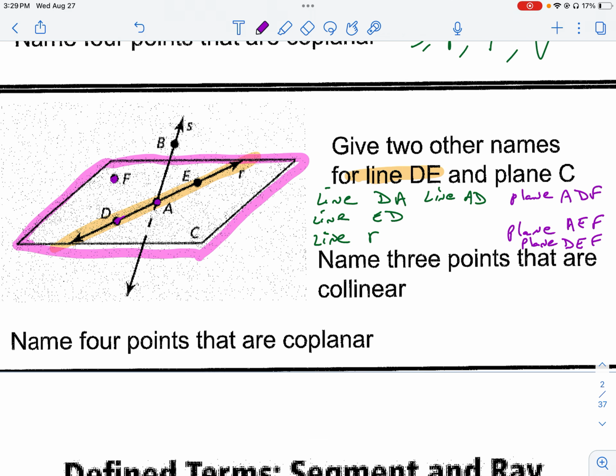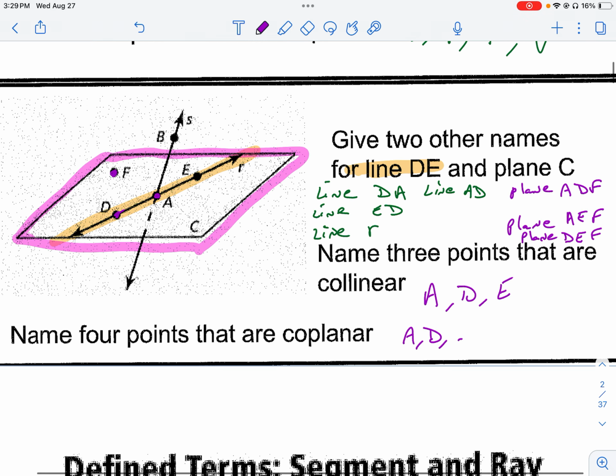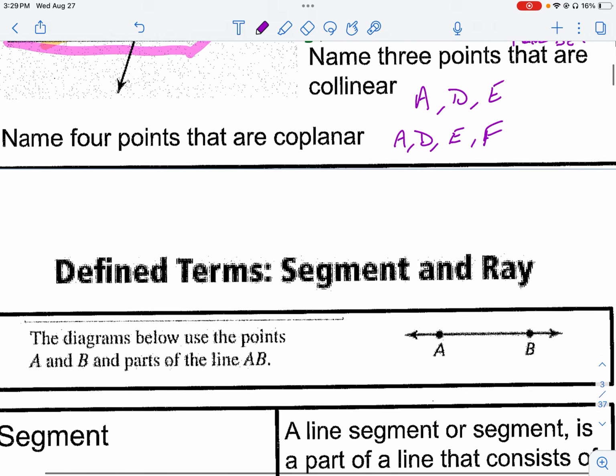So let's look at 3 points that are collinear, which you already did. Points A, D, and E are all on line R. They are collinear, and 4 points that are coplanar. We have A, D, E, and F, all on plane C. So good job. So those are undefined terms, kind of how we use them, and they're the basic building blocks for the things that we're going to do.